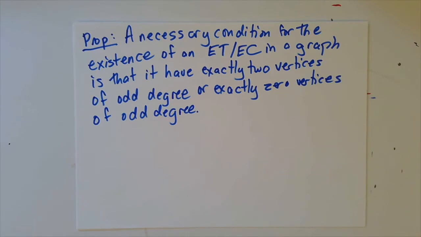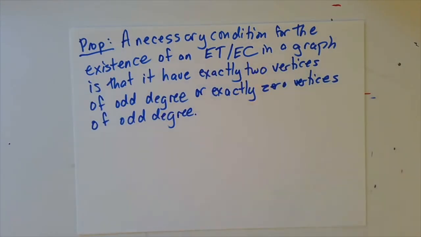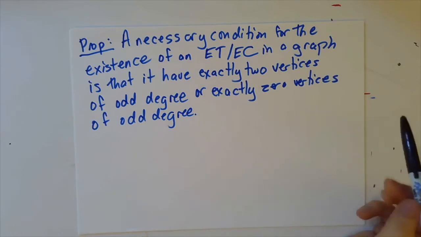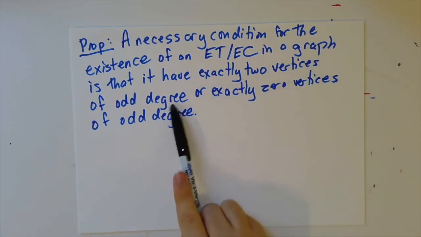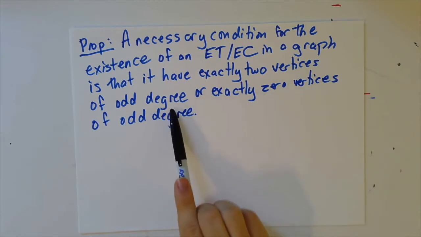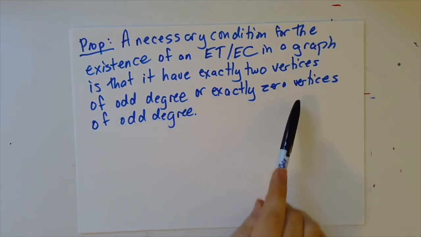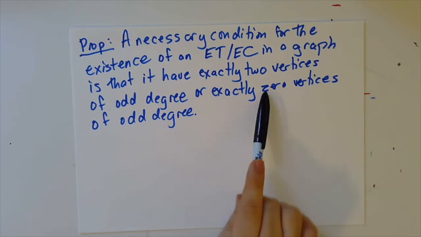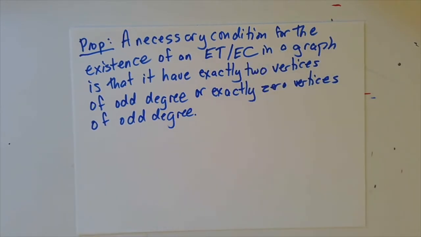Okay, so what this proposition says is that a necessary condition for the existence of either an Eulerian trail or an Eulerian circuit is that the graph has either exactly two vertices of odd degree, in which case there's a distinct start and end point, namely those two vertices of odd degree, or exactly zero, in which case potentially there's an Eulerian circuit. Remember, an Eulerian circuit is just an Eulerian trail that starts and ends at the same place, which really means there is no start and end, because you could just go around the loop forever.